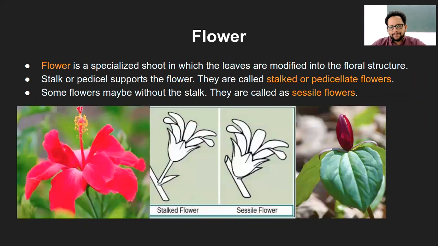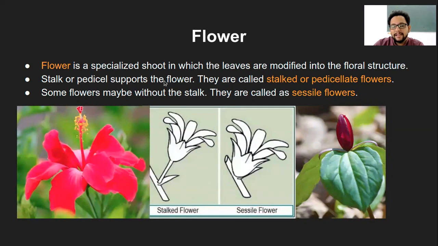Okay, so starting, how do we define a flower? It's a specialized shoot. Now, you probably remember what a shoot is, right? A shoot is the growing part above the ground, right? And the flower is that specialized shoot in which the leaves are modified into floral structures. So this is the modification of the shoot, or modification of the leaves, which is specialized into a floral structure. And then obviously you know what a flower looks like.